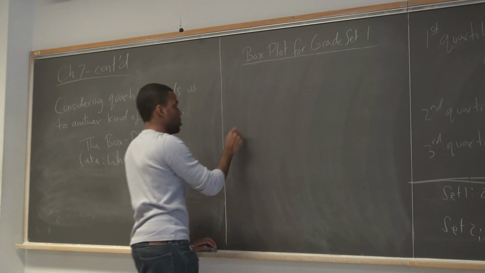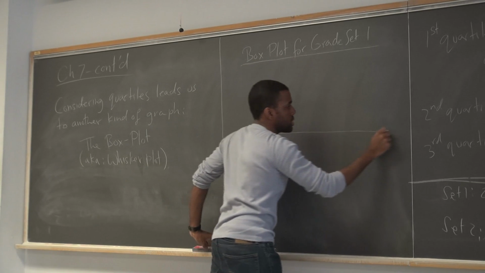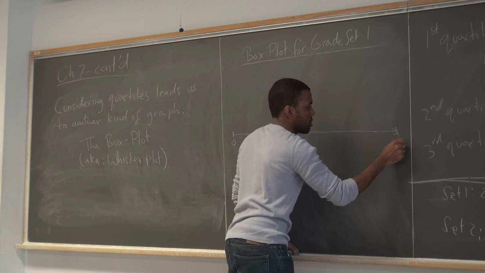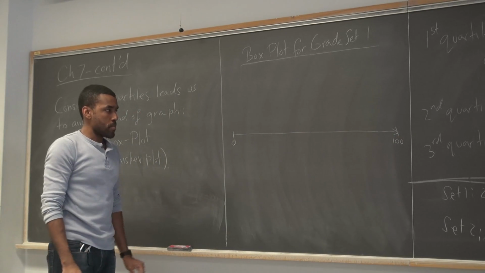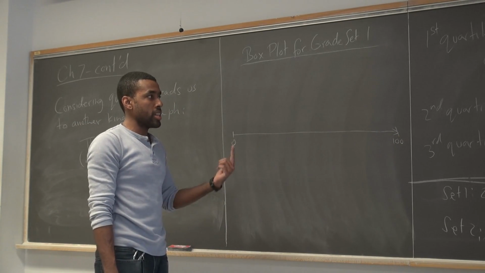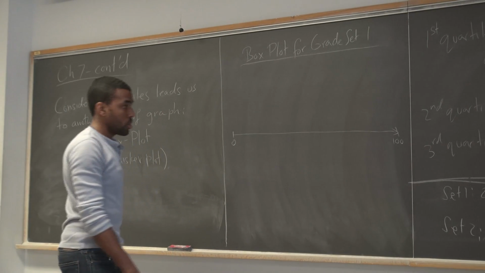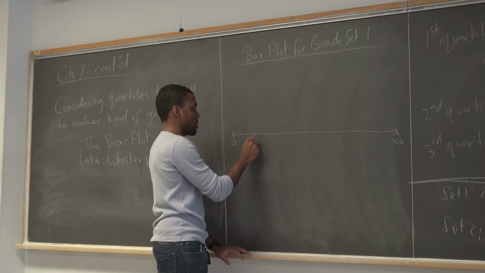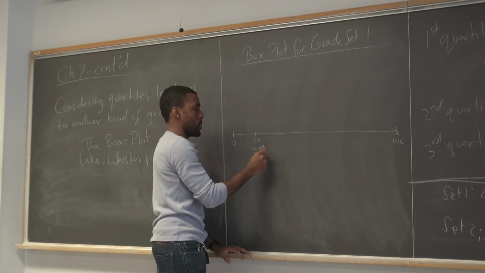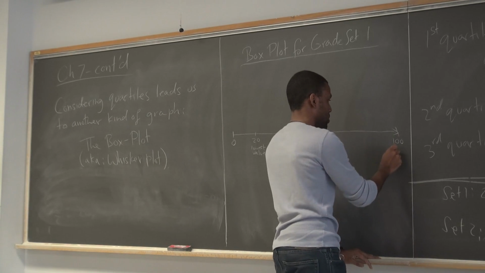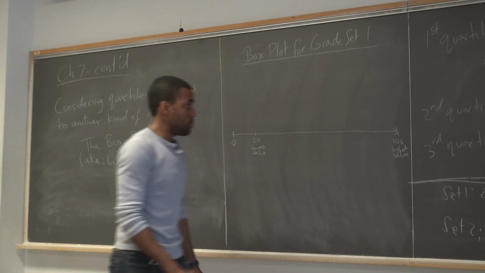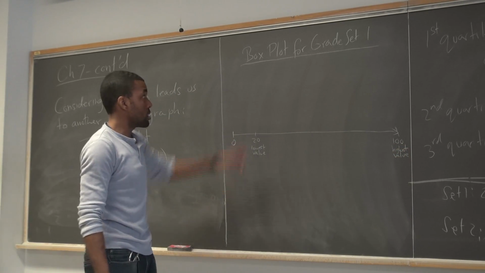So here's how it looks. You draw it on a number line. So let's say we're going from 0 to 100. Basically you put in all the important numbers: the lowest value, the highest value, and all the quartiles. Our lowest value was 20. This is the lowest value. The highest value was actually 100. And then you're going to put in all the quartiles. So this is for data set 1.